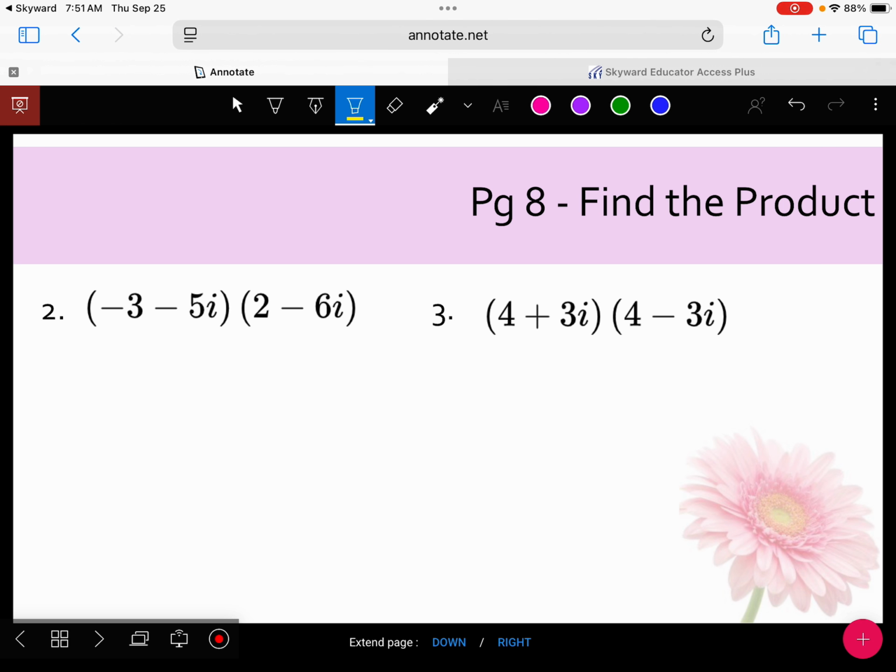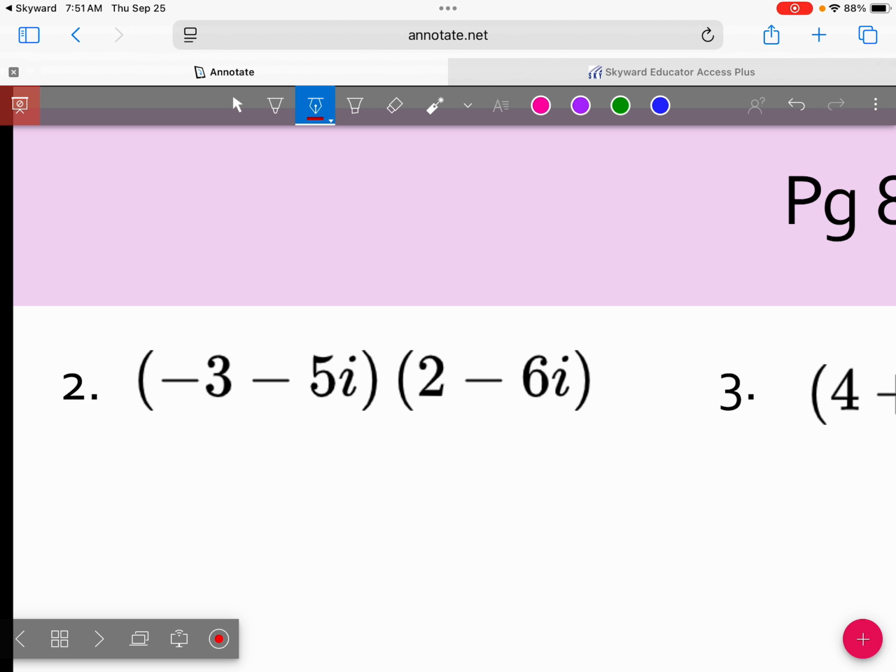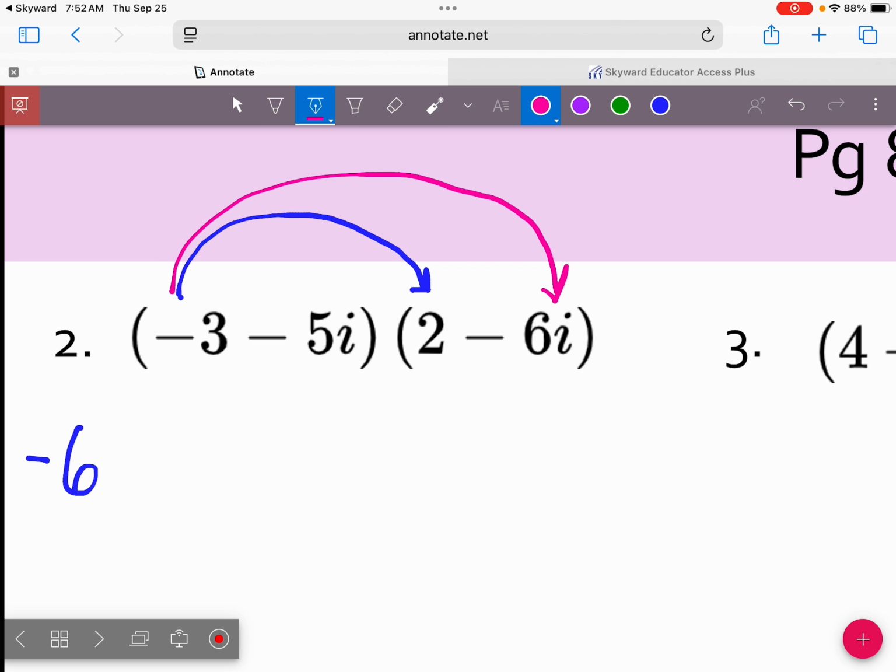So we're going to look at number 2. I want us to do number 3, but if we're too close on time, we'll go ahead and skip that one. So looking at number 2 here, this is 100% the same thing. We need to do our distribution, multiply all of the pieces times all the pieces in the other parentheses. So my minus 3 is going to need to multiply against my 2. It's going to give me a minus 6. And my minus 3 needs to multiply against my minus 6i. Negative 3 times negative 6 gives us a positive 18i.